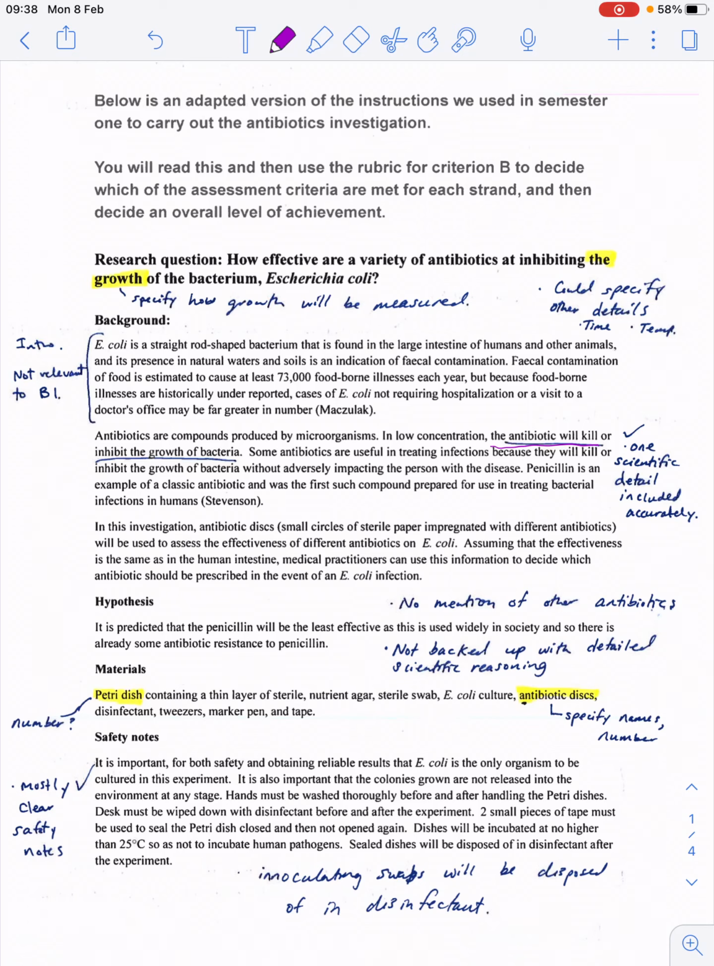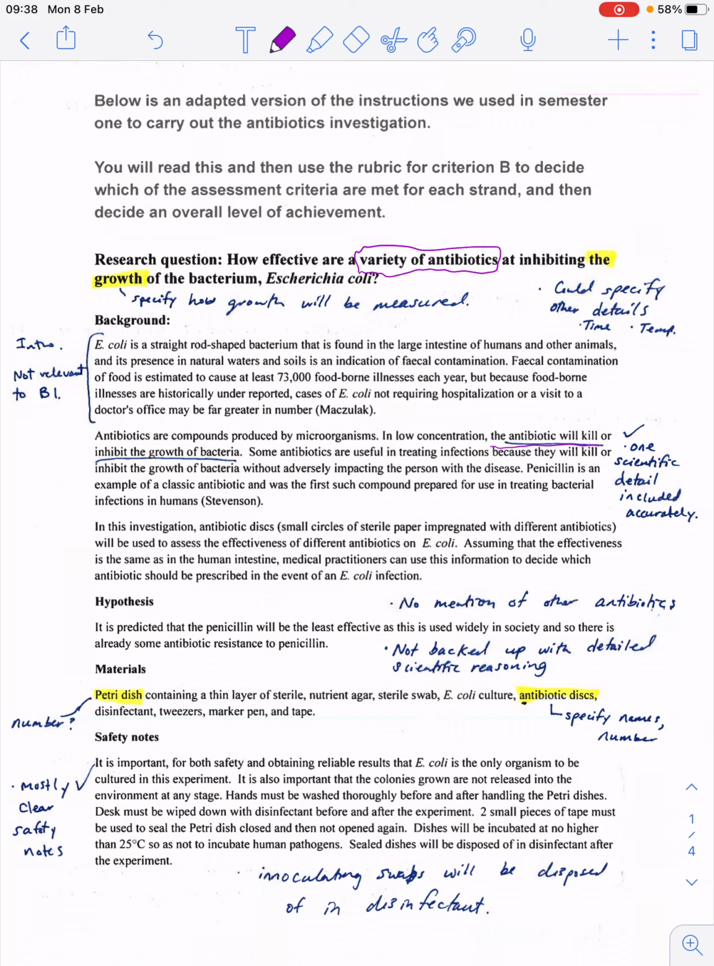Okay, so this is the Criterion B exemplar you guys were asked to mark in your groups. Start off by looking at the research question. I think that the research question is okay. It does sort of outline what the independent variable and dependent variable were for this lab. So how effective are a variety of antibiotics?